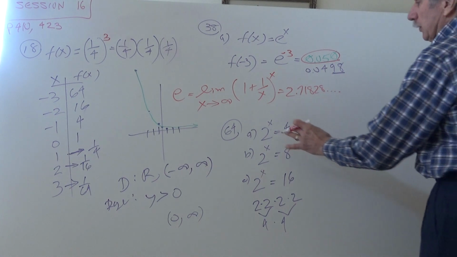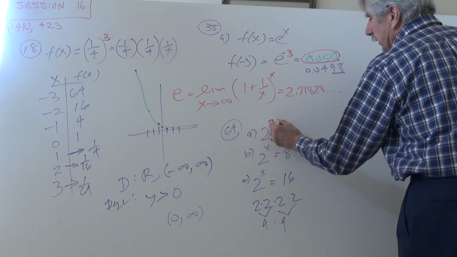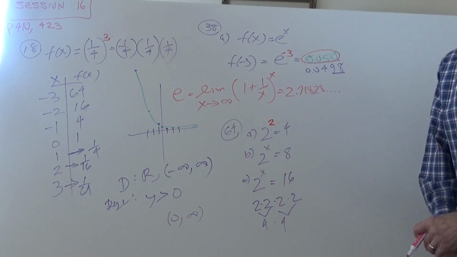So x should be 2, shouldn't it? That's a nice easy one. The author is expecting you to do it by inspection, so in this case x should be 2.